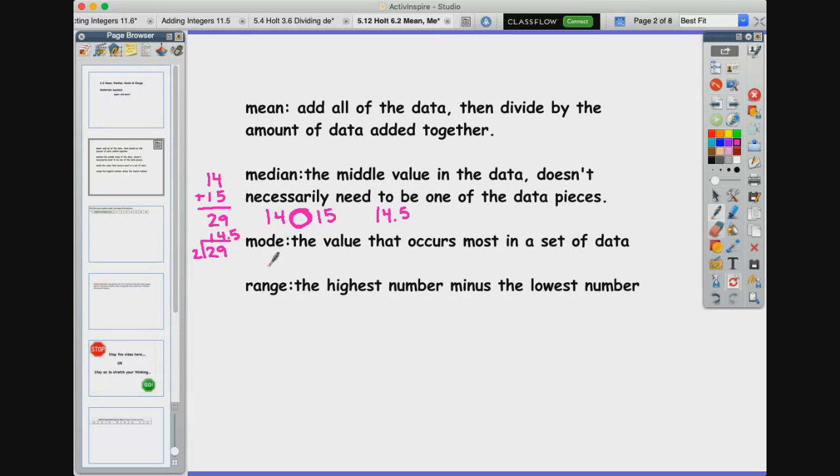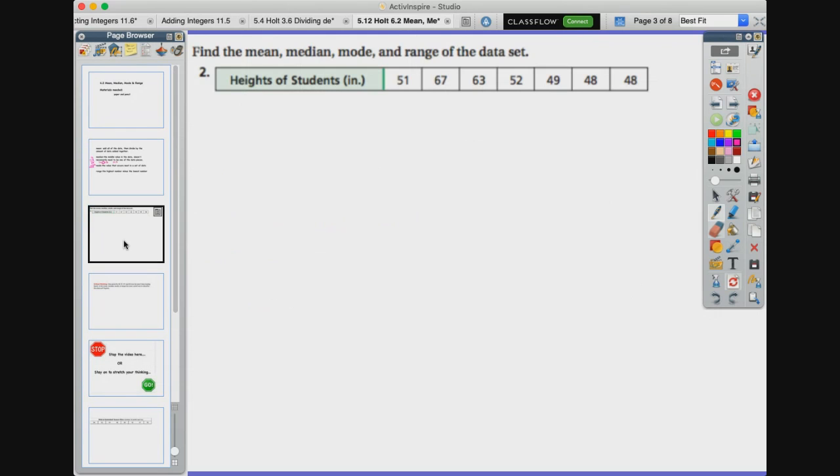The mode is the value that occurs most in your set of data, and then the range is the highest number minus your lowest number. So we're going to look at an example really quickly. If we have all these students that have different heights, we're going to find the mean, median, mode, and range for those.